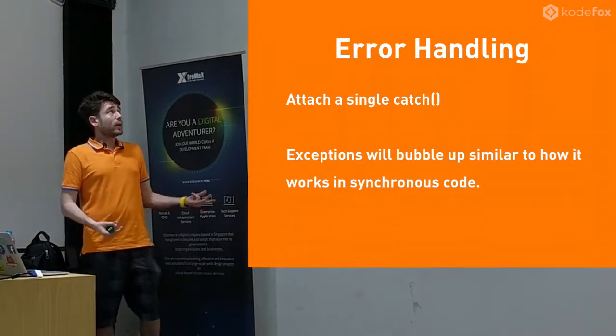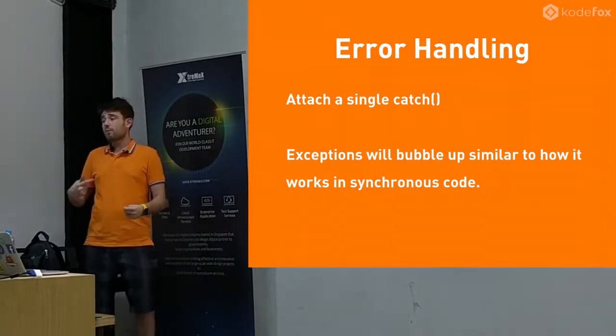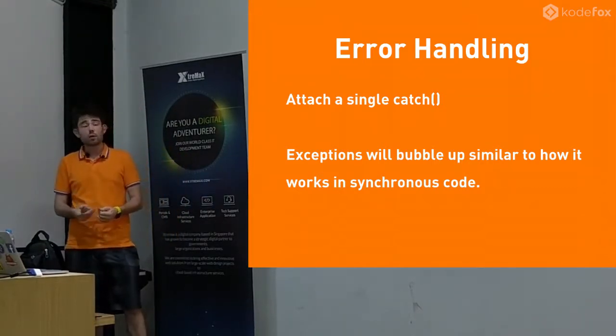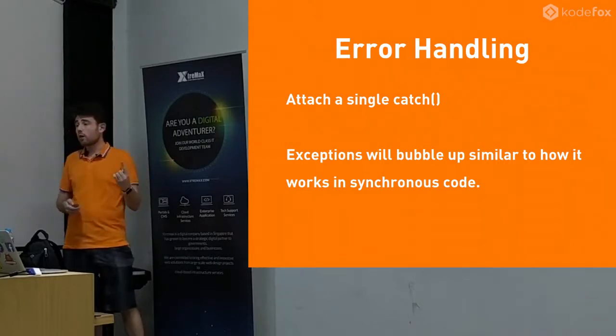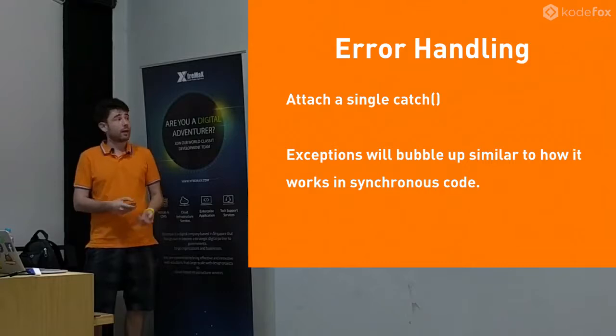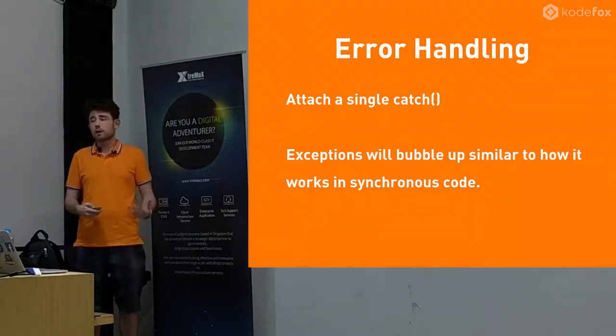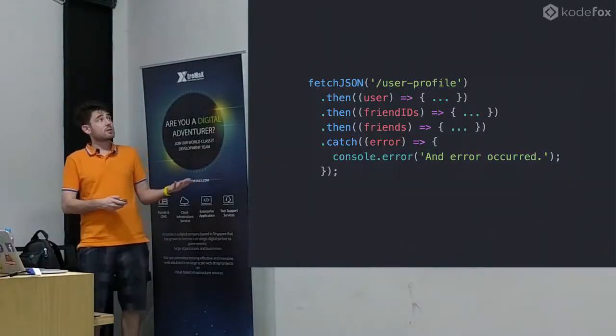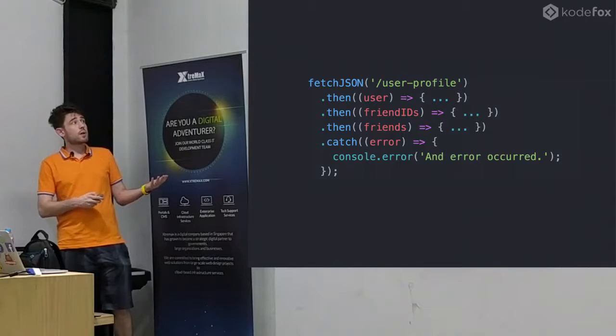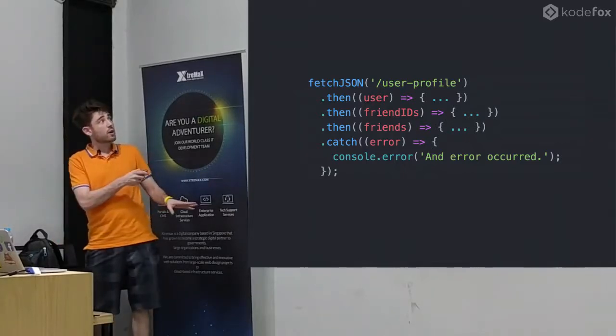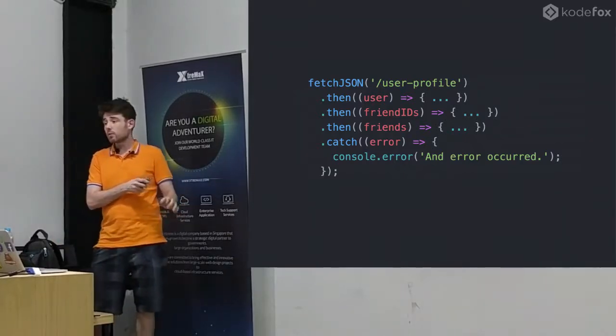So error handling, we get a catch. And so we don't have to check every single time for an error. We can just attach one catch function at the end. And so exceptions will bubble up the way we expect it to work in normal programming with try catch. So if we go back to our same user profiles example, I can just add one catch at the very end and grab that error. And we just know an error happened somewhere in one of these.